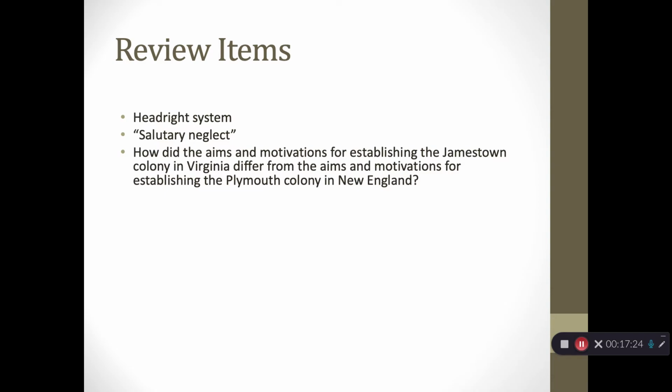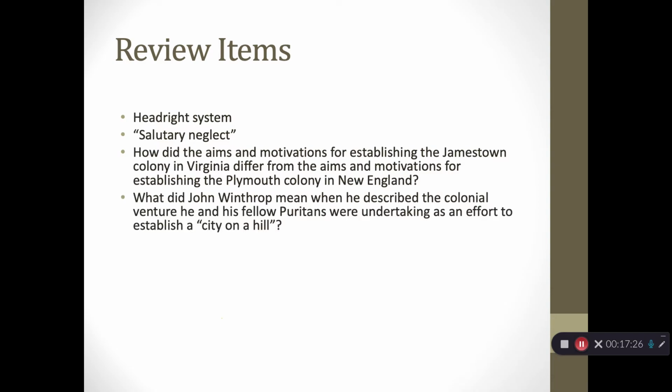The next essay question deals with some similar issues, and that's the question of what did John Winthrop mean when he described the colonial venture he and his fellow Puritans were undertaking as an effort to establish a city on a hill. So John Winthrop was the first governor of the Massachusetts Bay Colony, which was another colony established by Puritans in New England, a different colony or a separate colony from the one in Plymouth.